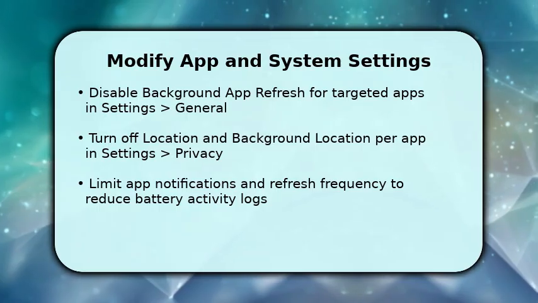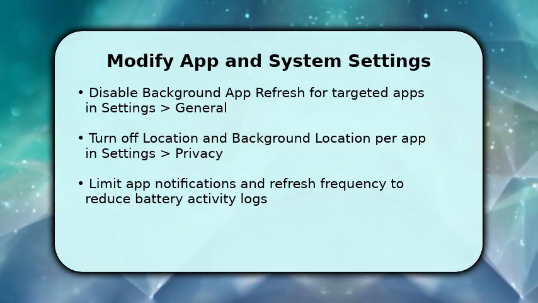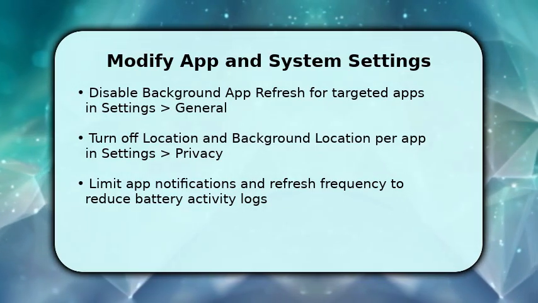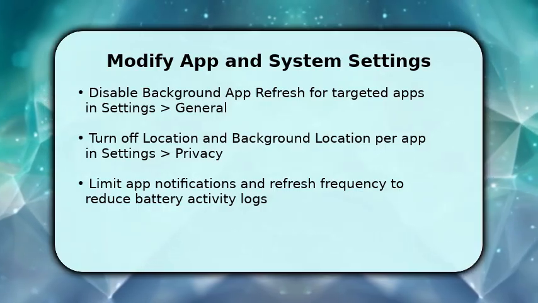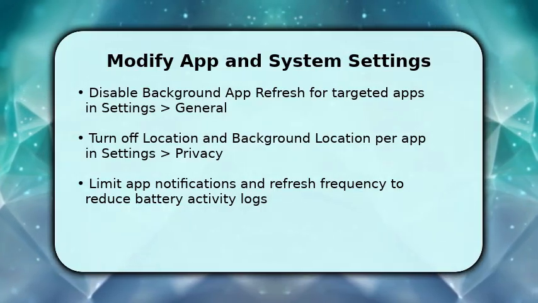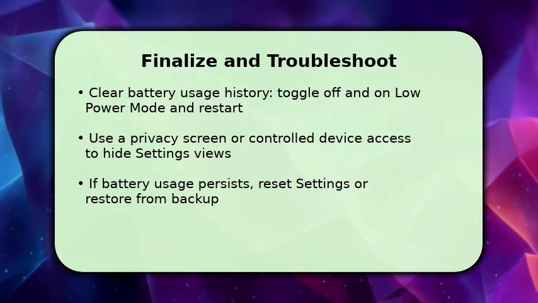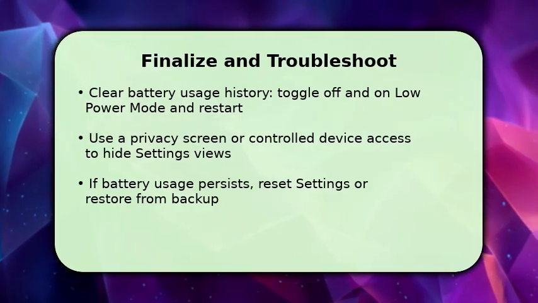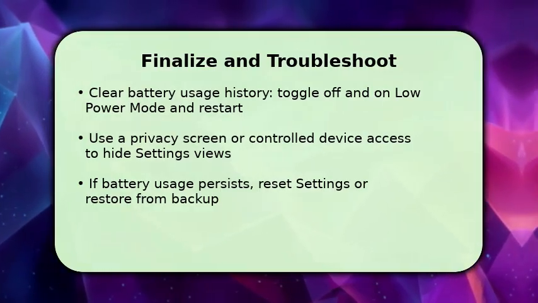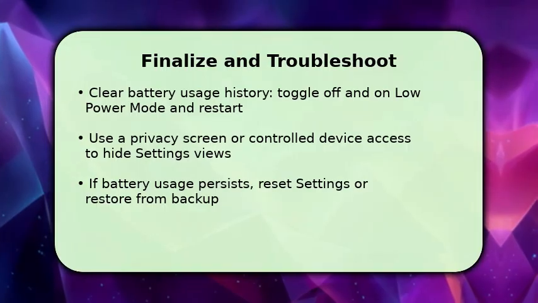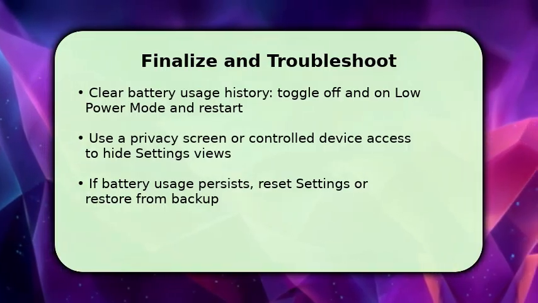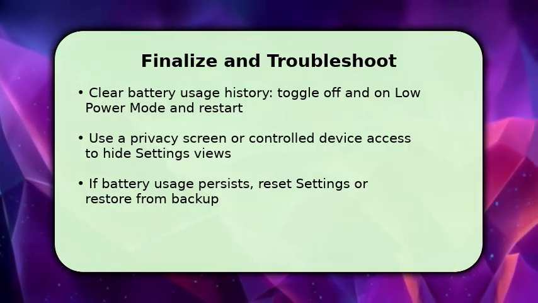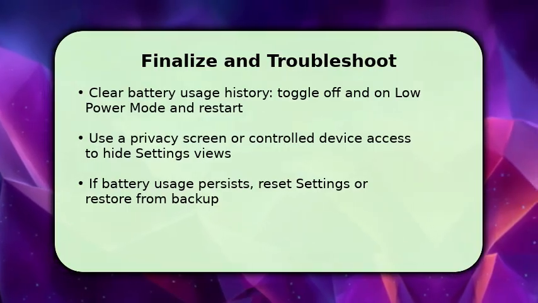These steps won't erase past logs, but they reduce new entries and make future battery reports less informative about which apps were consuming power. To finish, force a refresh of battery stats. Enable low power mode briefly, reboot the device, then check settings battery for changes. You can restrict others from viewing settings by enabling guided access or using a privacy screen. This prevents casual inspection of battery usage.